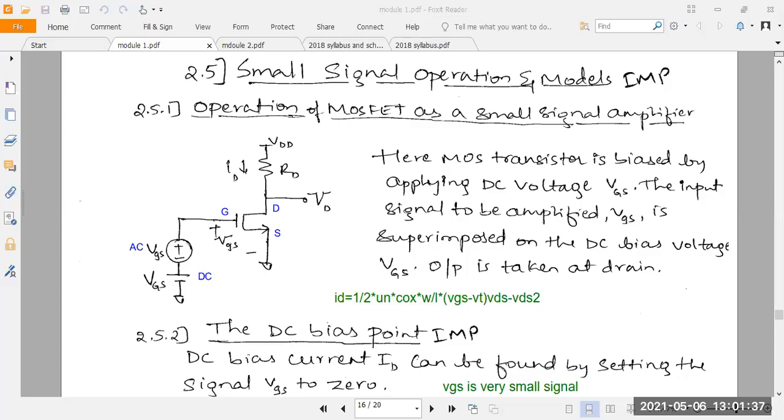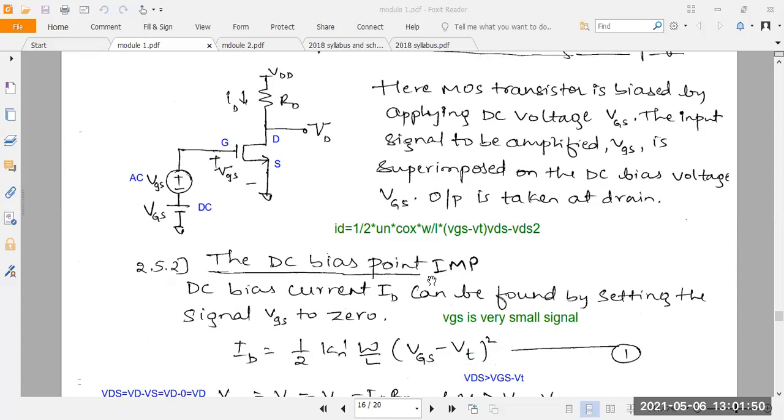Both AC and DC are applied here, and we need to find out the total output current and total output voltage across the drain side. So for that, you take the saturation condition for the MOSFET. In saturation mode, it acts as an amplifier.